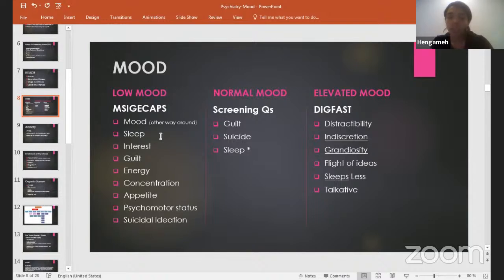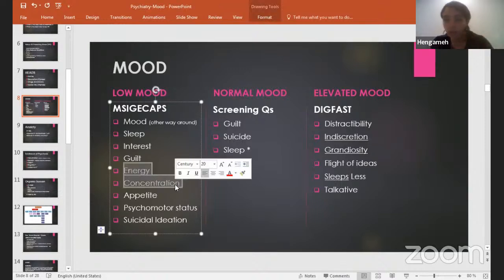Then interest. So how do we ask interest? The shortest way, do you still enjoy the things you used to enjoy? It's a yes, no question. Guilt. Do you blame yourself for anything? Yes. Do others agree with you? Energy. Okay, so energy and concentration, I combine it. I ask, do you have enough energy and are you able to concentrate on your daily activities? So this way I combine these two questions.